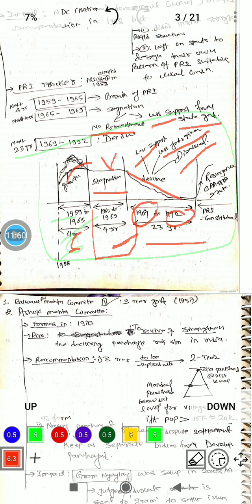But from 1992 onward, when the constitution mentioned the PRI, that is, constitutional status was given to the PRI in the year 1992, there was a resurgence, meaning very fast growth in the PRI, after the Constitutional Amendment Acts, the 73rd and 74th, in the year 1992. So this is all about how the PRI performed.